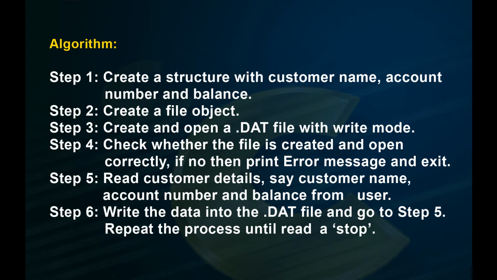Step 2, create a file object. Step 3, create and open a .dat file with write mode. Step 4, check whether the file is created and opened correctly. If no, then print an error message and exit. Step 5, read customer details, say customer name, account number and balance, from the user. Step 6, write the data into the .dat file and go to step 5. Repeat the process until you read a stop.